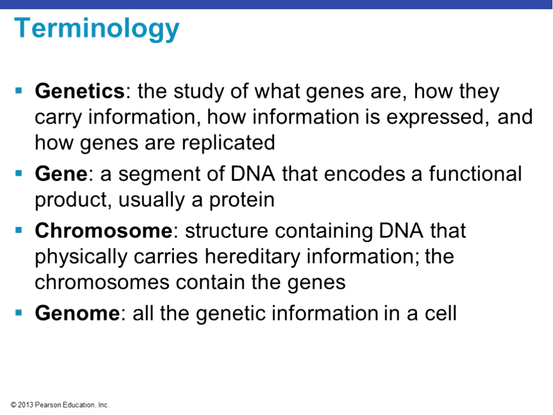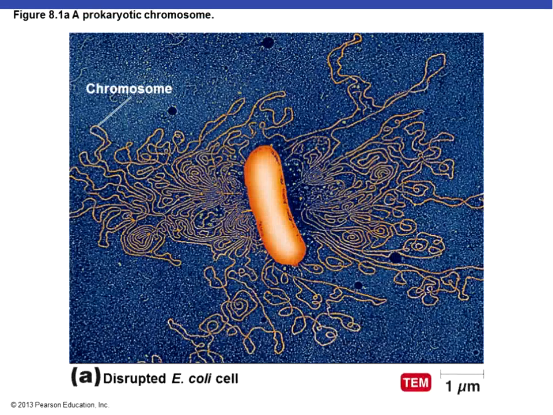The way we define the gene is that it's a segment of DNA that encodes a specific functional product, which is primarily a protein. So your genes are part of your genotype, and your proteins express your phenotype or your physical characteristics. Chromosome is a structure containing DNA that physically carries that hereditary information, and these chromosomes contain the genes, that segment of DNA that codes for a specific functional product, which is usually a protein. And when we talk about the genome, we're talking about all of the genetic information within the cell.